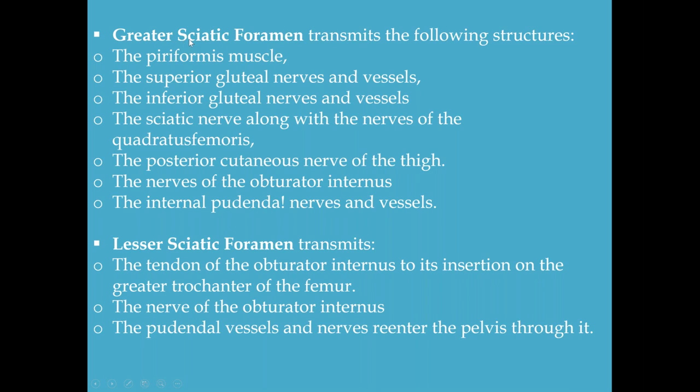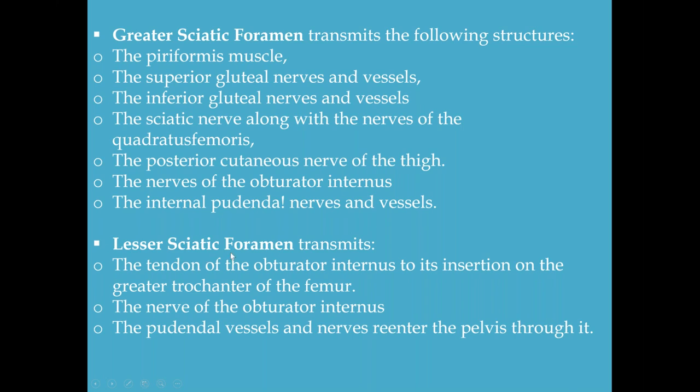So the greater sciatic foramen transmits the following structures: the piriformis muscle, the superior gluteal nerve and vessels, the inferior gluteal nerve and vessels, the sciatic nerve along with the nerve to the quadratus femoris, the posterior cutaneous nerve of the thigh, the nerve to the obturator internus, and the internal pudendal nerve and vessels. So these are the structures that pass through the greater sciatic foramen.